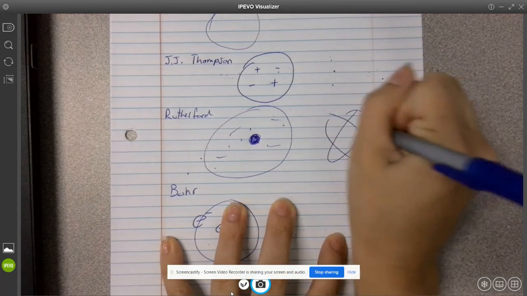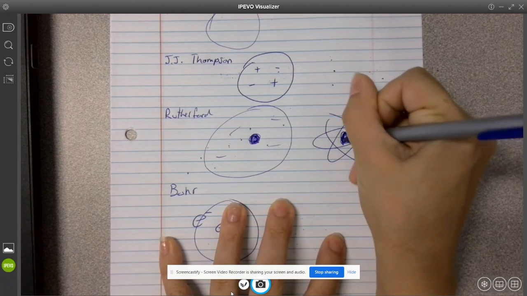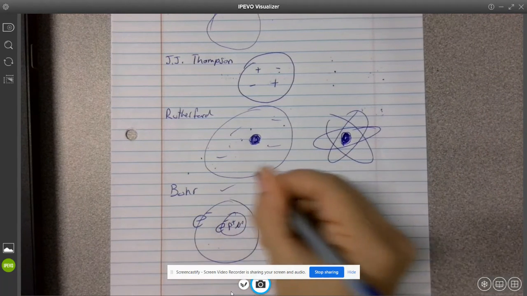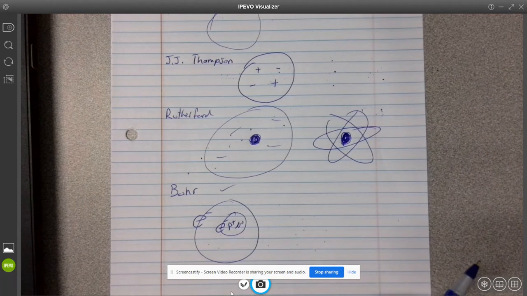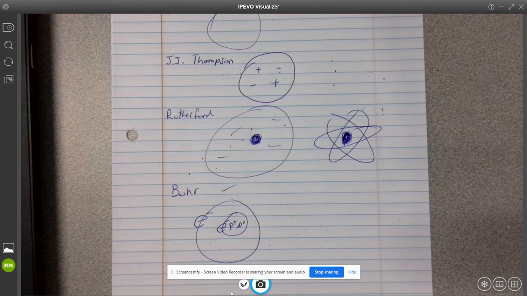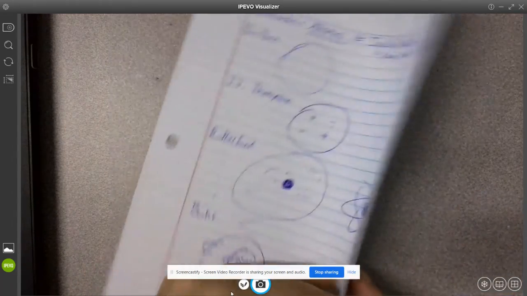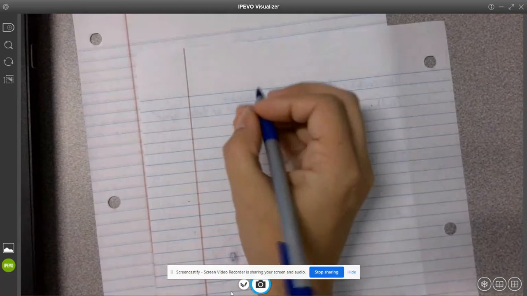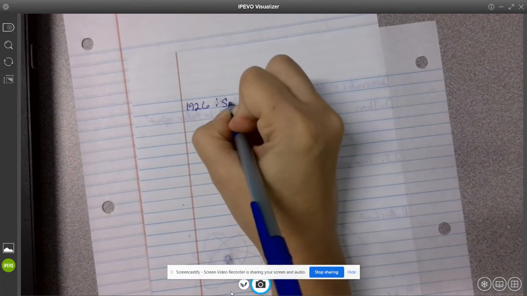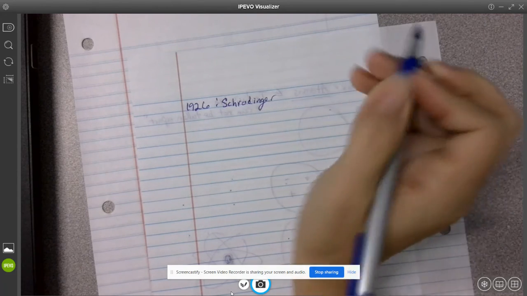Another version of Rutherford's atom kind of looks like this. Bohr models, we actually use this quite a bit in physical science later on. But our most up-to-date version is going to be made by Schrödinger. This was made in 1926. And this is by Schrödinger.